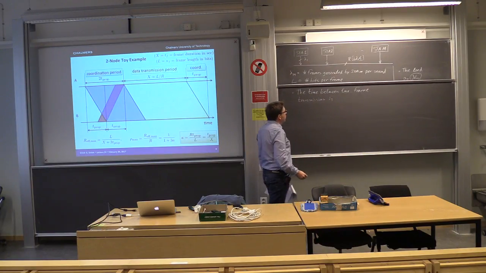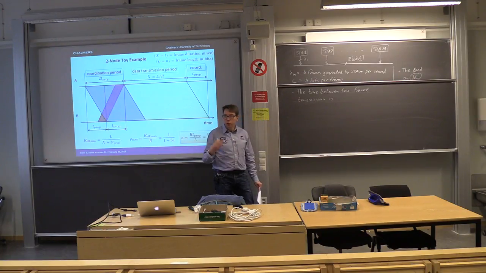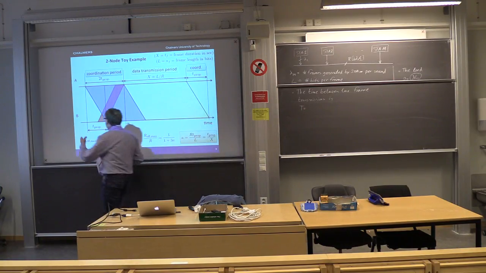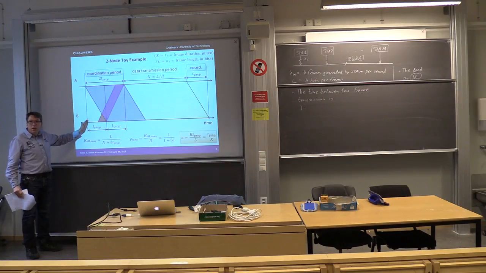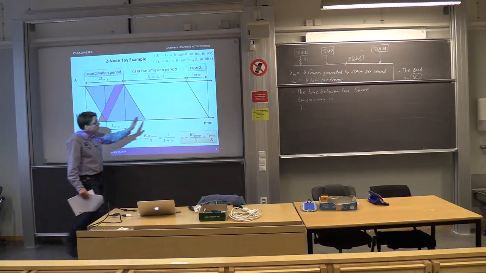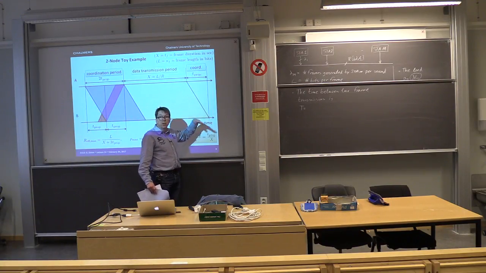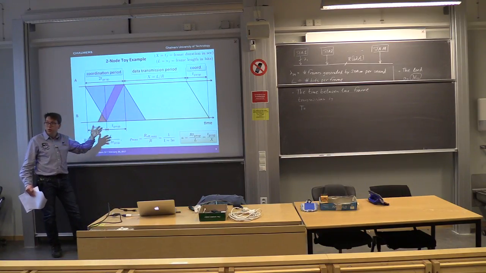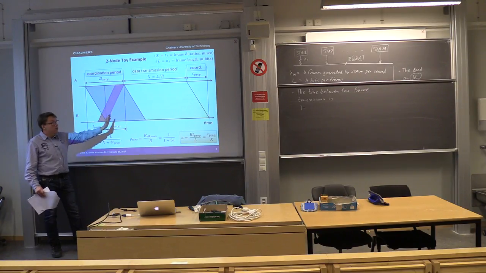Okay, so the time between two frame transmissions, or rather the shortest time it can possibly be, let's call that t. That is the time it takes from initiating a coordination period until the next coordination period can start. So it's the time from here to here before we can start to transmit the next frame. Whether this one goes from A to B or B to A is inconsequential at this point. It takes this amount of time for doing this.